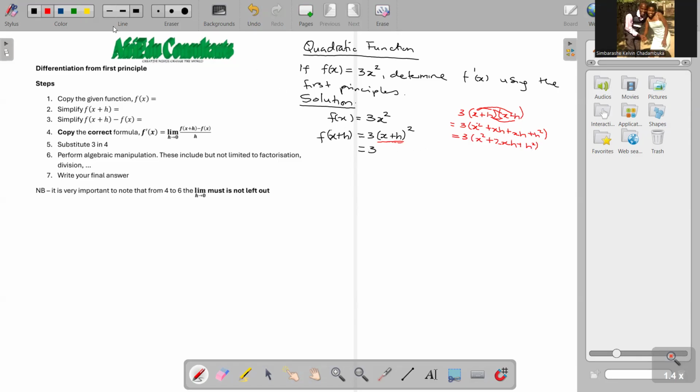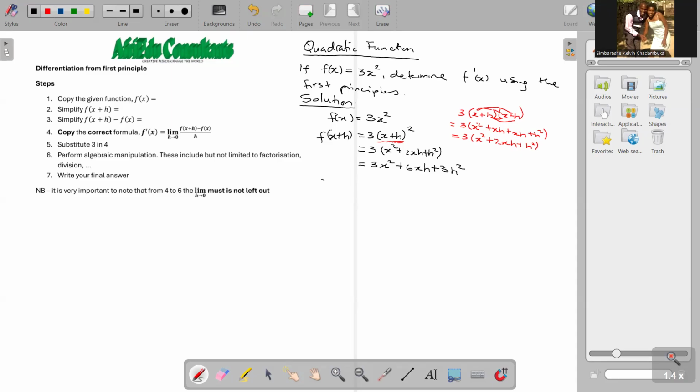So this will be equal to 3 open bracket x squared plus 2xh plus h squared. Then expanding that, we are going to get 3x squared plus 6xh plus 3h squared. So we have simplified. We now move to step number 3.